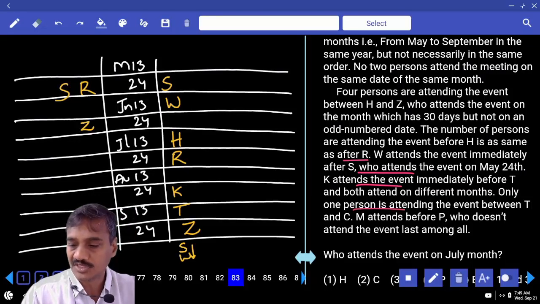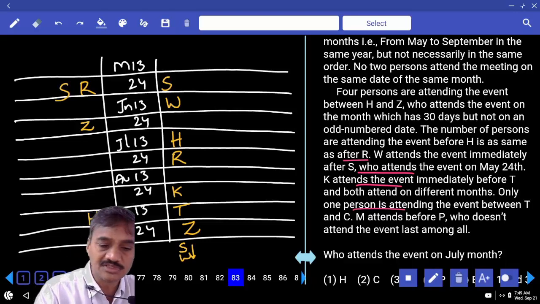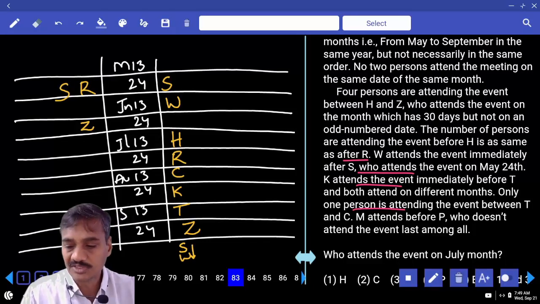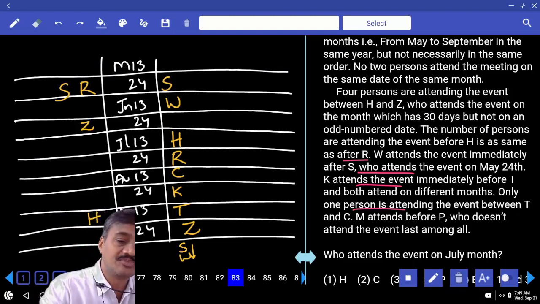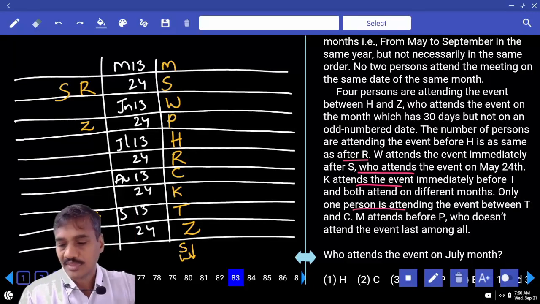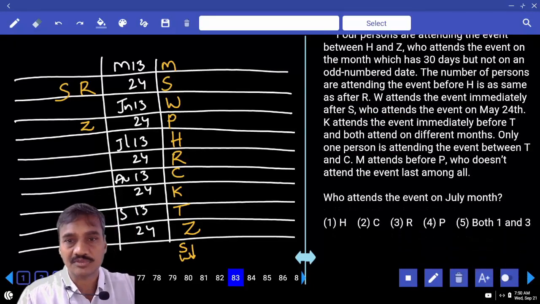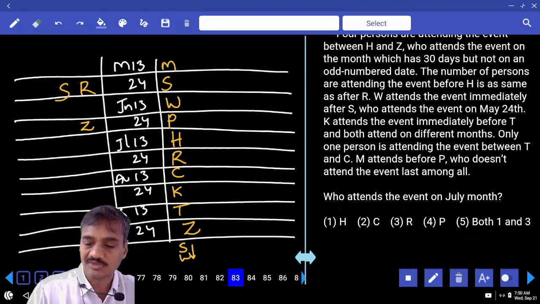And only one person attends between T and C. Now between T and C there must be exactly one. M attends before P. P does not attend the last. M attends before P means M is here, P is here. So put this one last in priority. It is not that difficult, but there is a chance of something easier further on.